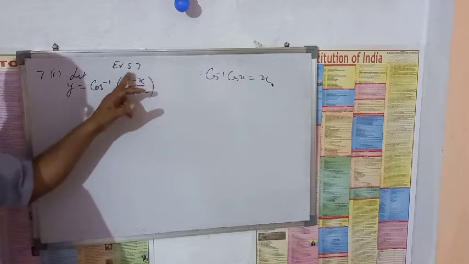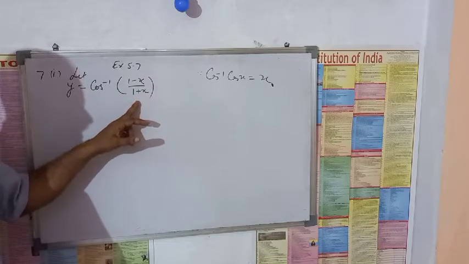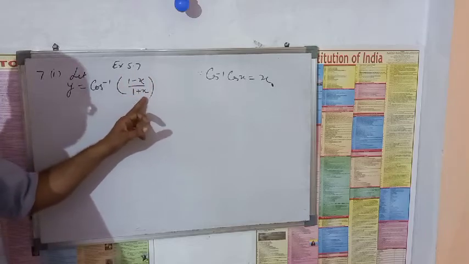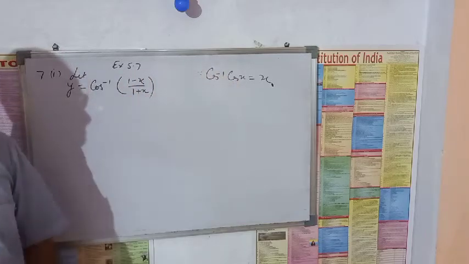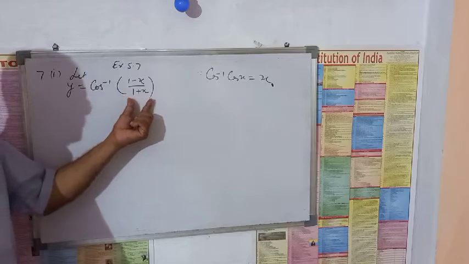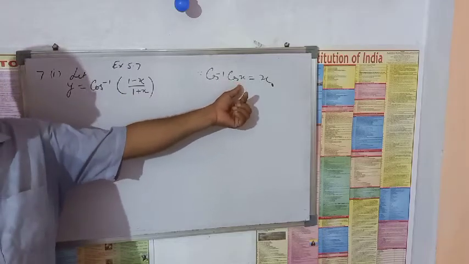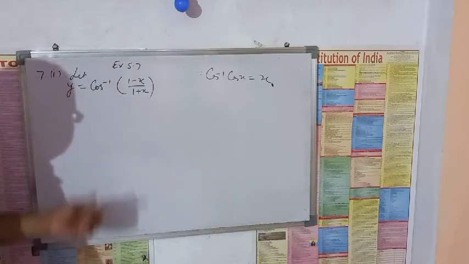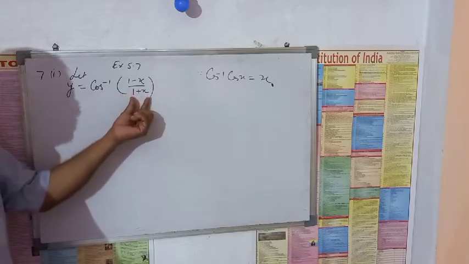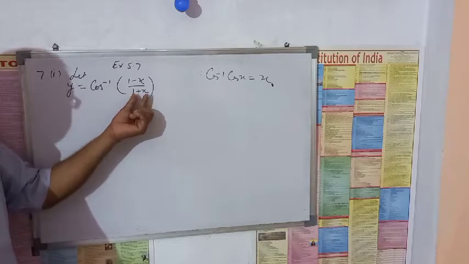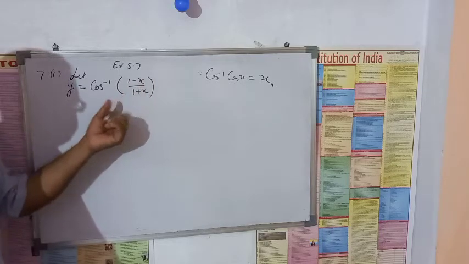So we have to do some substitution here. We have to put x is equal to something so that we can make this bracket in terms of cos, and after that we can apply this property. So cos inverse, we have to change it into cos. To change it into cos, we have to do some substitution here.